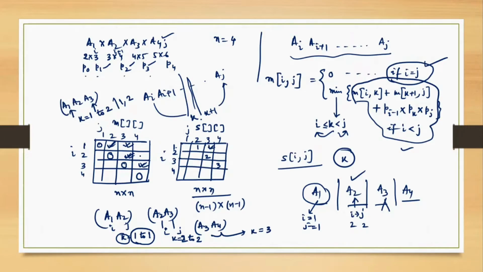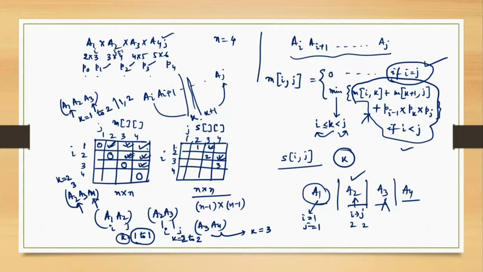And similarly, M of 2, 4, you need to fill up, for which you have to calculate, take the chain A2, A3, and A4, 2 to 4. So here I is 2, J is 4. So K starts from 2 and repeats up to 4 minus 1, that is 3. So two probable K values, one is 2 and another is 3. So you have to apply the same formula for K equals 2 and K equals 3 and store the result, which is the minimum one. The appropriate k value for which you are getting the minimum one should be stored here.